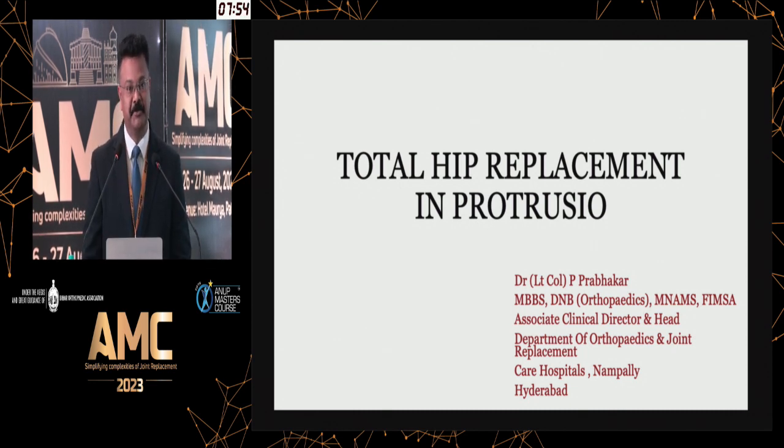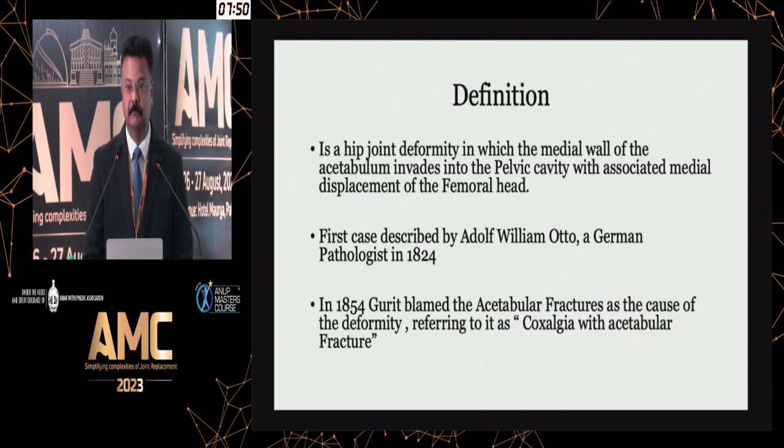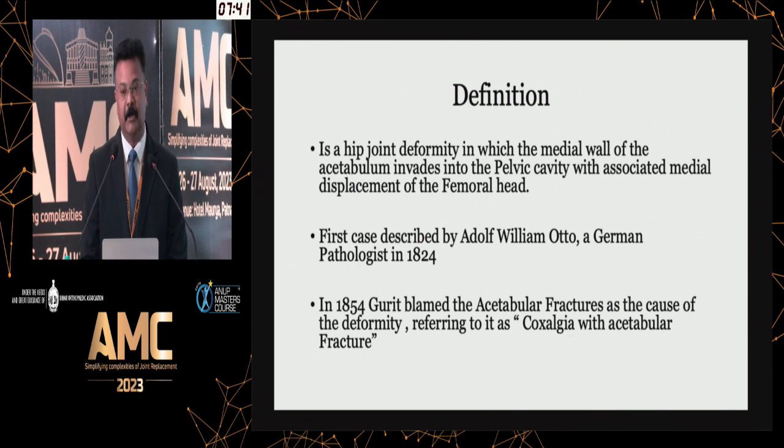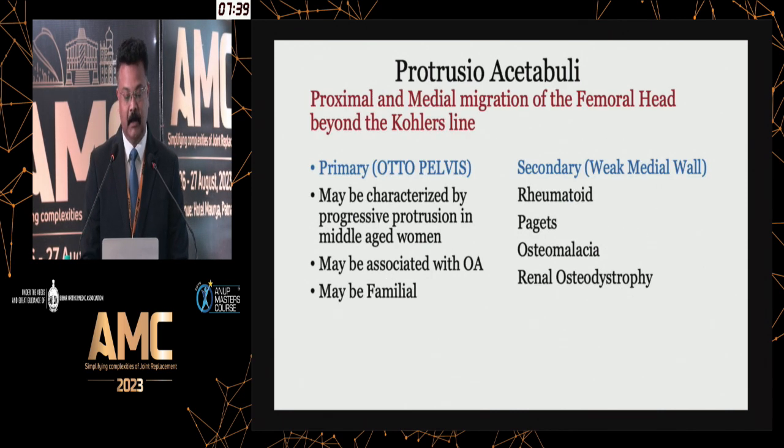My brief today is to speak on total hip replacement in the protrusio scenario. We all know the definition of protrusio. By and large, it was described as early as 1824 by William Otto, and then subsequently again by Gurrit in 1854. When we look at protrusio, there is basically one component wherein there is proximal migration and medial migration of the femoral head beyond the Kohler's line, which is the ilioischial line.